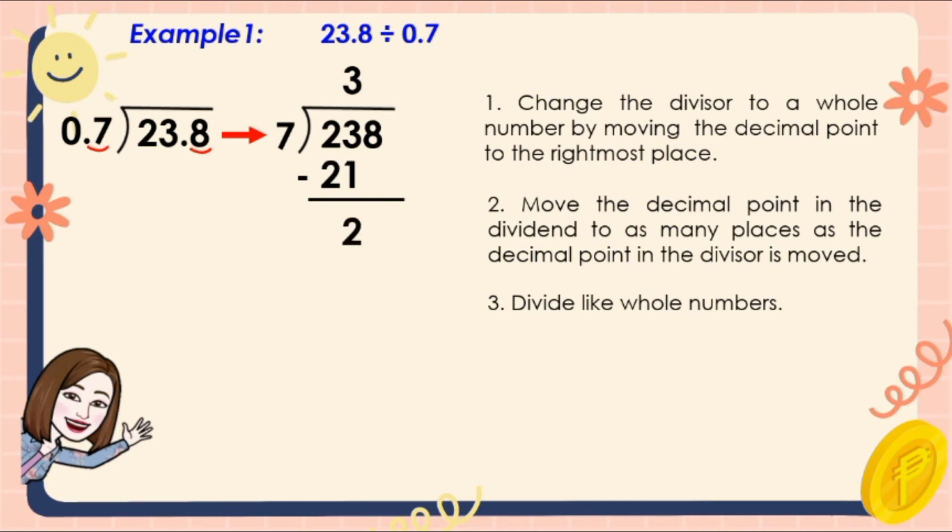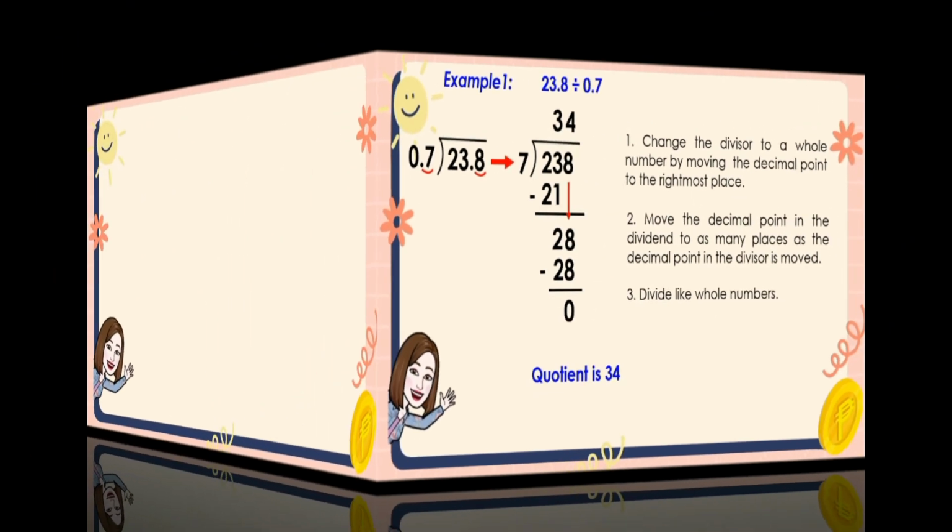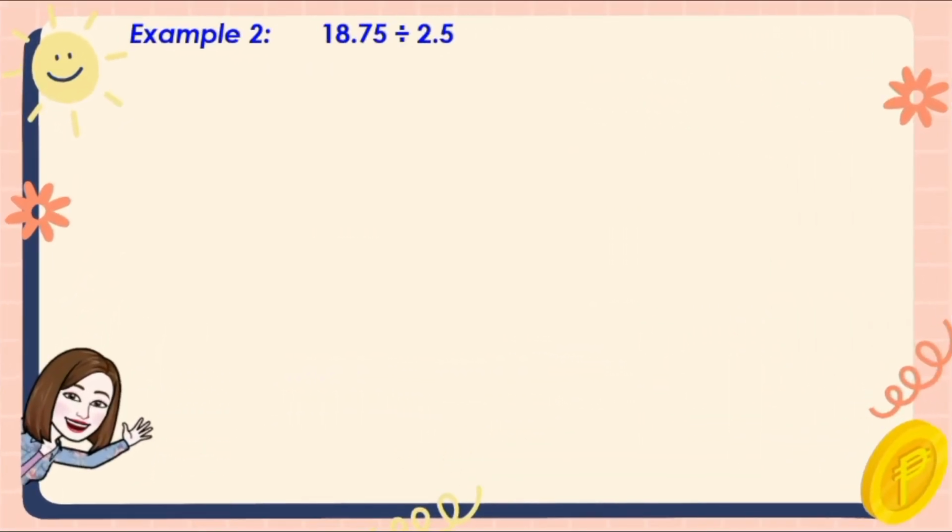Then, bring down 8. We have 28 divided by 7 equals 4. 4 times 7 equals 28. 28 minus 28 equals 0. Therefore, the quotient is 34. Example number 2.